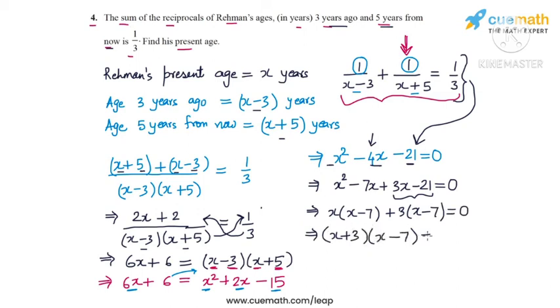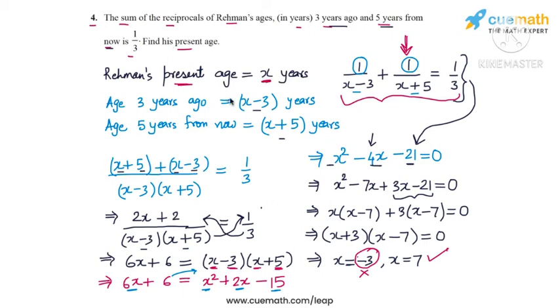Equal to 0, and from here we get either x equal to minus 3, or x equal to 7. So which of the two roots should we pick? So x is actually Reman's present age, so it must be a positive number. So this means that this minus 3 root is not valid in this case. So the correct root is x equal to 7. So this means that Reman's present age is 7 years.